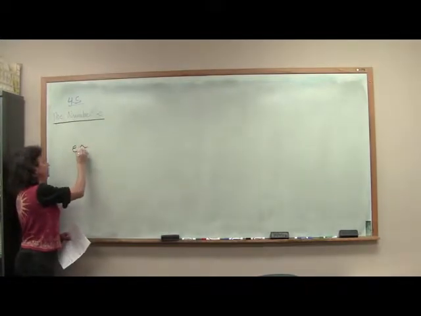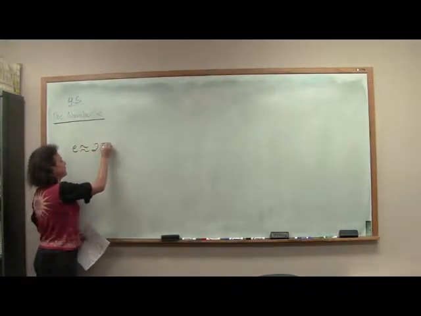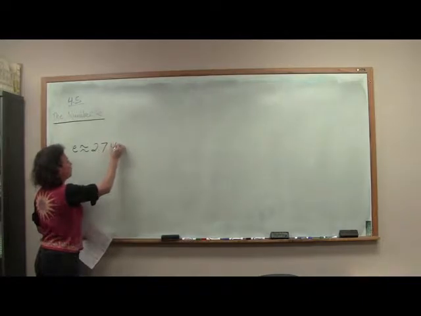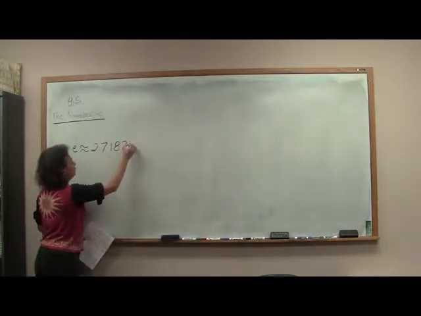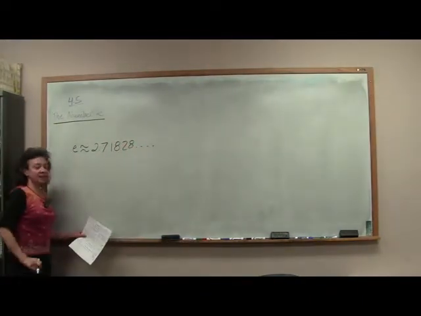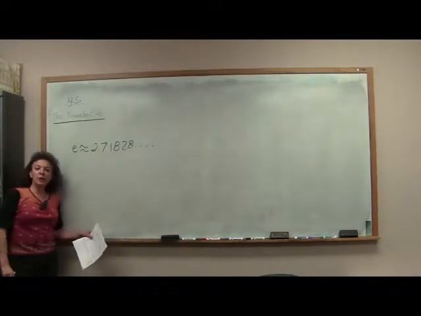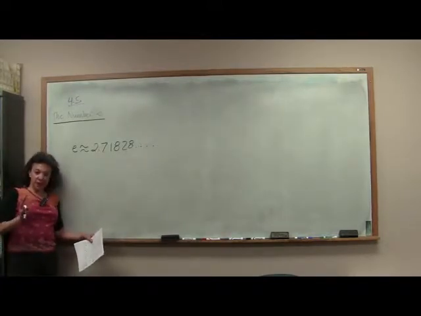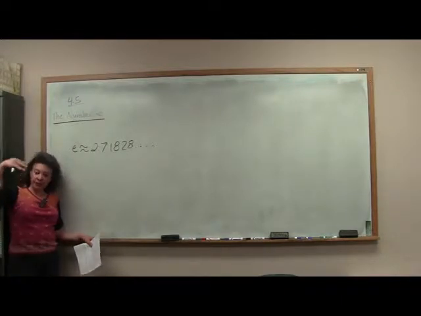I will tell you that E is approximately 2.71828, etc. It goes on and on and on. So the way you want to think of the number E is it's a number between 2 and 3, closer to 3.